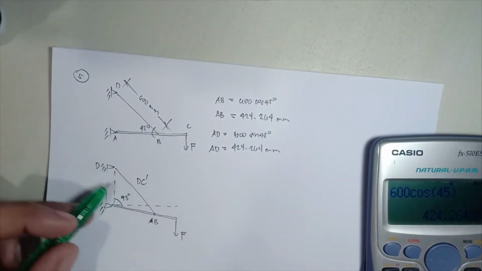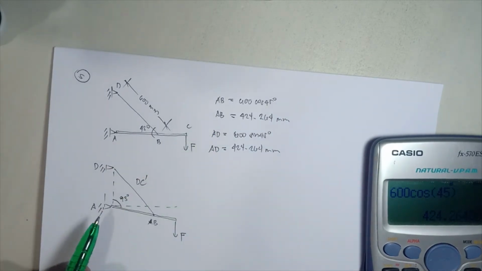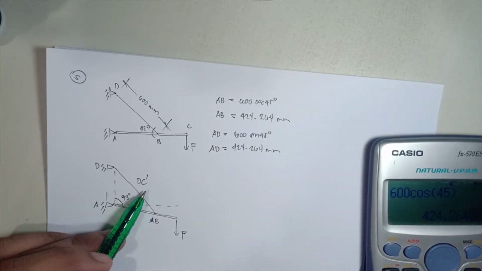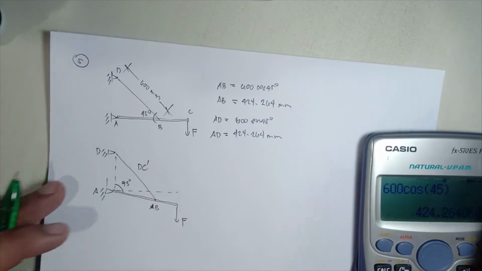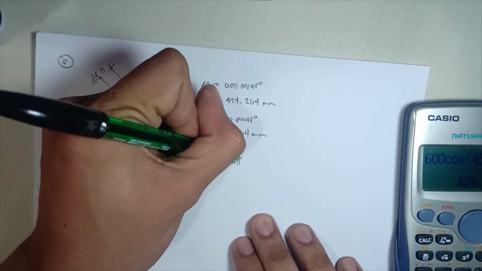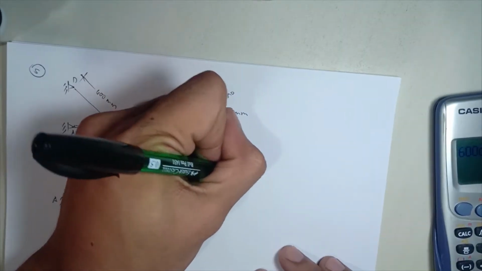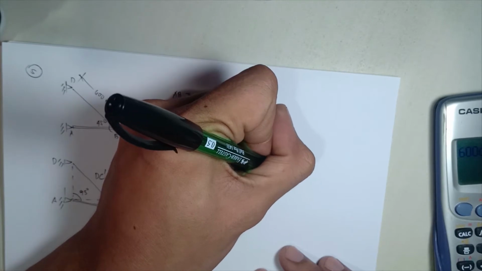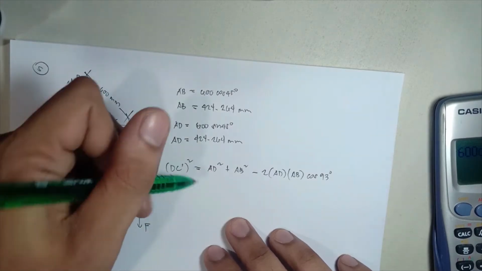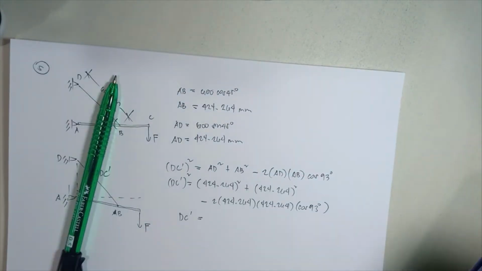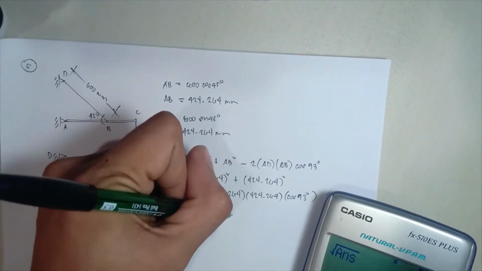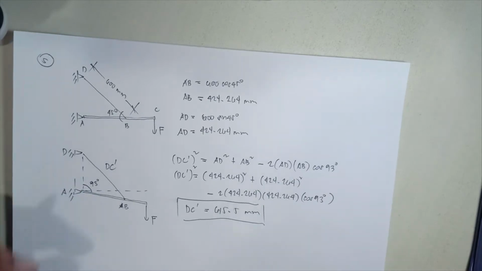To solve that, since AD is 424.264 and AB is 424.264 millimeters, we can get DC prime. We will use the cosine law. So cosine law: DC prime squared is equal to AD squared plus AB squared minus 2 times AD times AB times cosine 93 degrees. That is how the cosine law is applied, guys. Then it is just direct substitution. So DC prime is 615.5 millimeters. This is the new length of DC, or the wire.